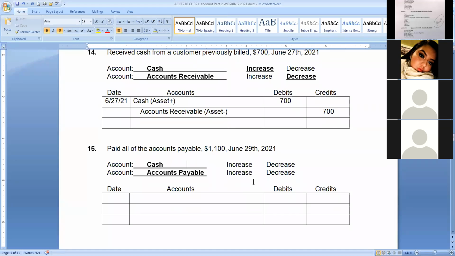Okay, so accounts payable will decrease. We're paying it off. What's going to happen with the cash? It'll be decreasing. Yep, because we're paying off the accounts payable, so we're going to pay them with cash. So cash is going to go down, which takes the asset side down, and then accounts payable will go down also, which will be the liability side. So they'll both be going down together.